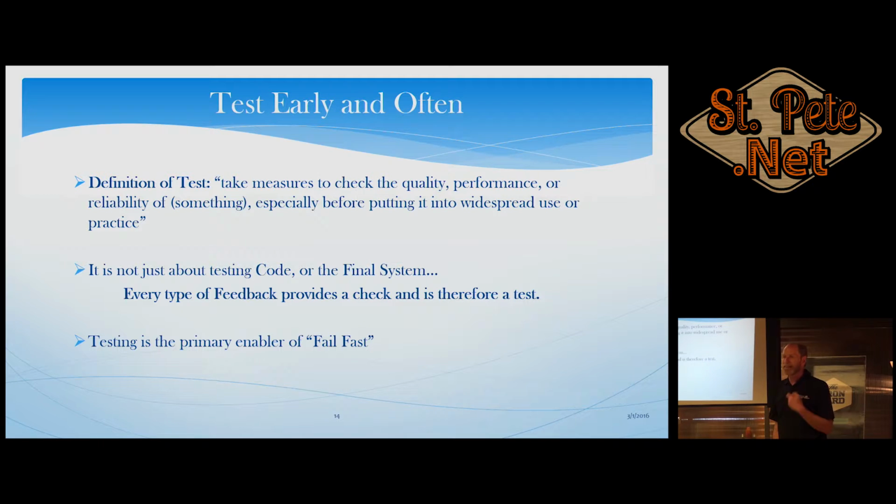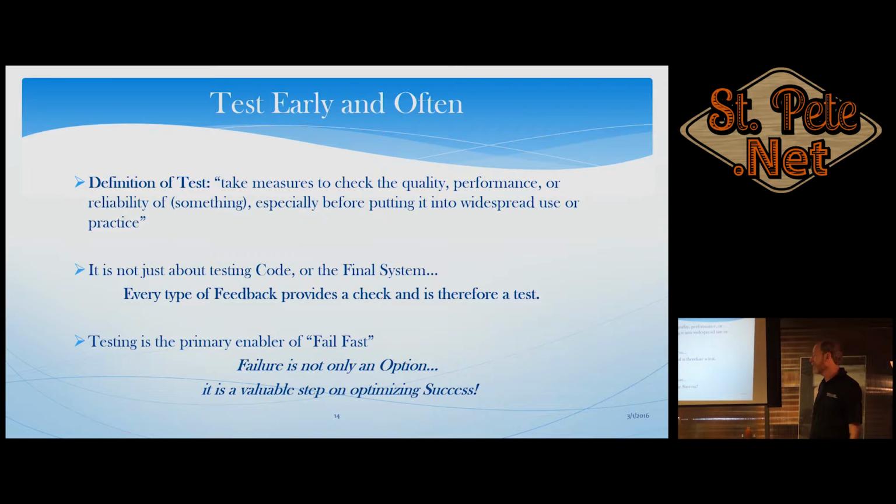Testing is the primary enabler of fail fast. If I do something and I'm making assumptions, or 2 of us or 3 of us are sitting around making assumptions and we're not testing it, we're not validating it, we're going to do a lot of work before we realize there's a mistake. The more feedback we get, the more measures to check quality, et cetera, the faster we're going to fail on a bad idea. And I love this one. Failure is not only an option, it is a valuable step on optimizing success.